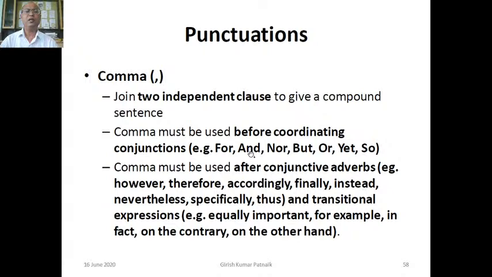But after however, therefore, accordingly, finally, instead, you need to have the comma. Similarly, some other transitional expressions like equally important, for example, in fact, on the contrary, on the other hand, need a comma after them. These words are generally used for connecting, and whenever you want to connect, you need to use this comma. So be careful where to use a comma. A comma is used before and, or, but, so, right? And similarly, after however, therefore, accordingly, you need to use a comma.